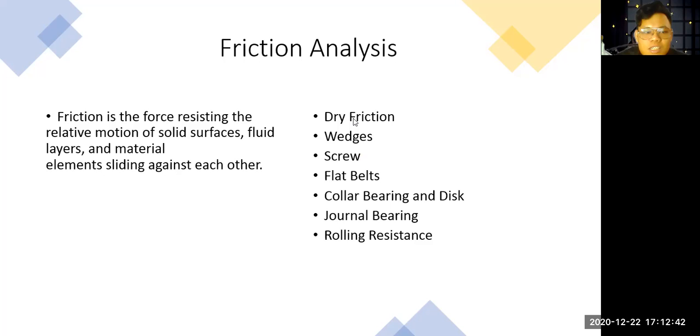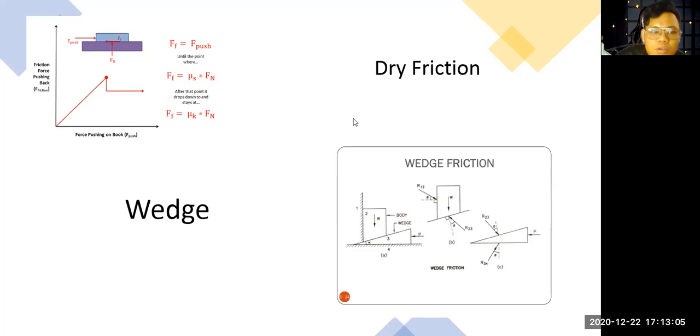Friction analysis. Friction is the force resisting the relative motion of solid surfaces, fluid layers, and material elements sliding against each other. So we have 7 components that we just go through: dry friction, wedges, screw, flat belt, collar bearing, channel bearing, and rolling resistance. Top left we have the dry friction. Right bottom we have wedges. So these are what we can focus on.